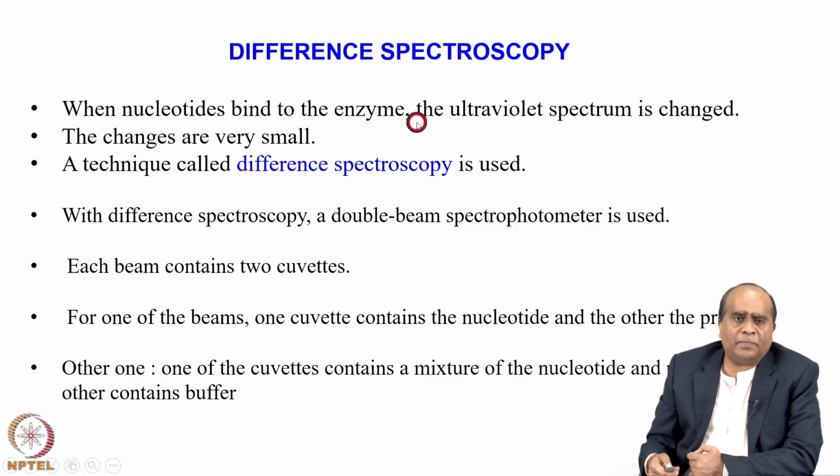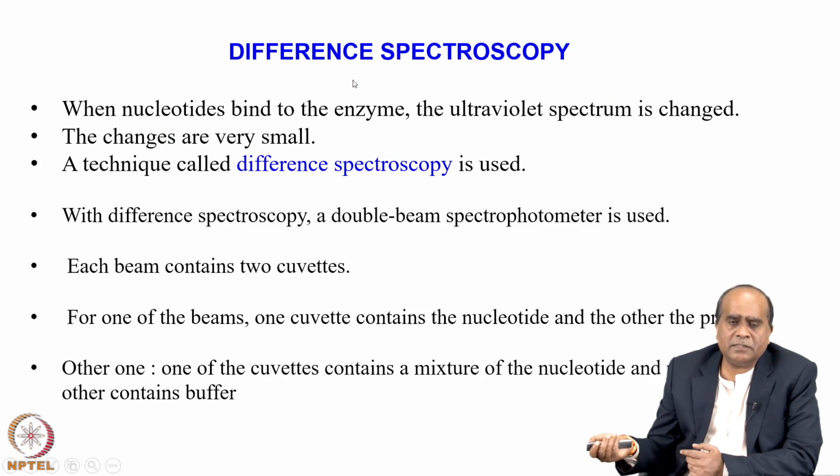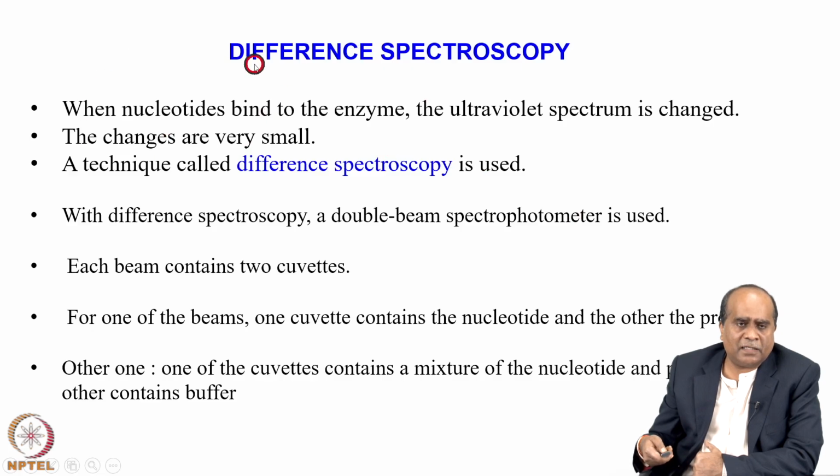Now, another important concept that we are discussing is difference spectroscopy, right, difference spectroscopy. When a nucleotide binds to an enzyme, what happens? The UV visible spectrum changes, and these changes are not very big, they are small. Now, how much change is happening, can we find it out? That approach is called difference spectroscopy.